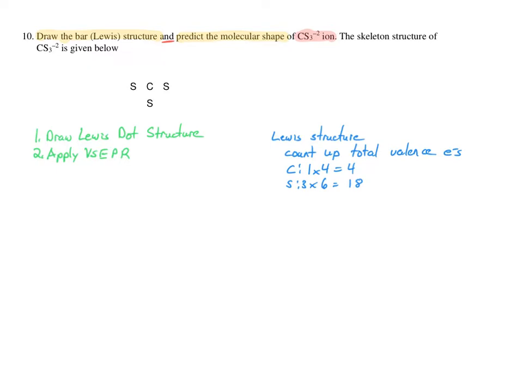Now we need to account for the fact that we have a -2 charge on the ion. A net -2 charge means that we have an extra 2 electrons. So when we sum up our total number of electrons, we have 24 electrons, which will group into 12 electron pairs.